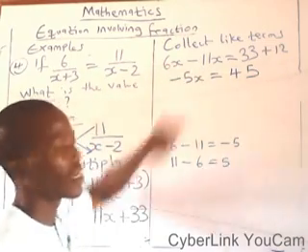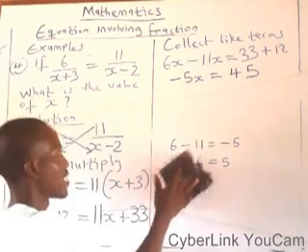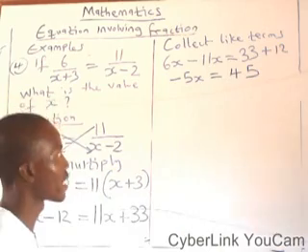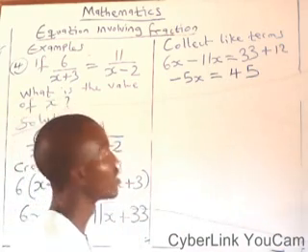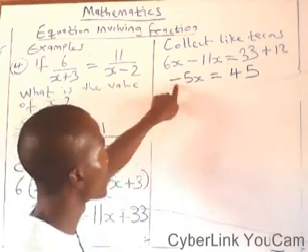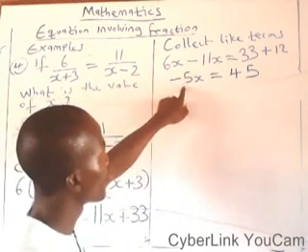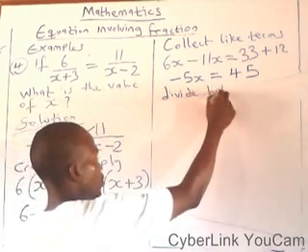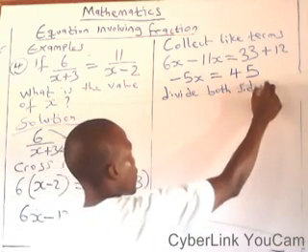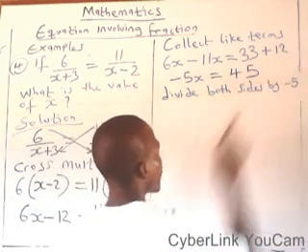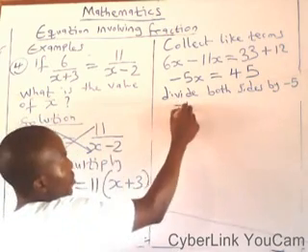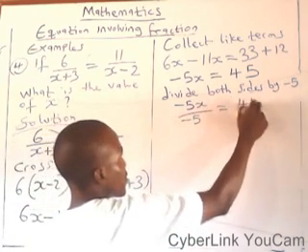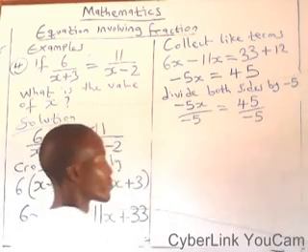And we are looking for x. The coefficient of x here is what? Assuming you are asked that if minus 5x is equal to 45, what is the coefficient of x? Coefficient of x here is minus 5. We are now going to divide both sides by minus 5. Minus 5x over minus 5 is equals to 45 over minus 5.